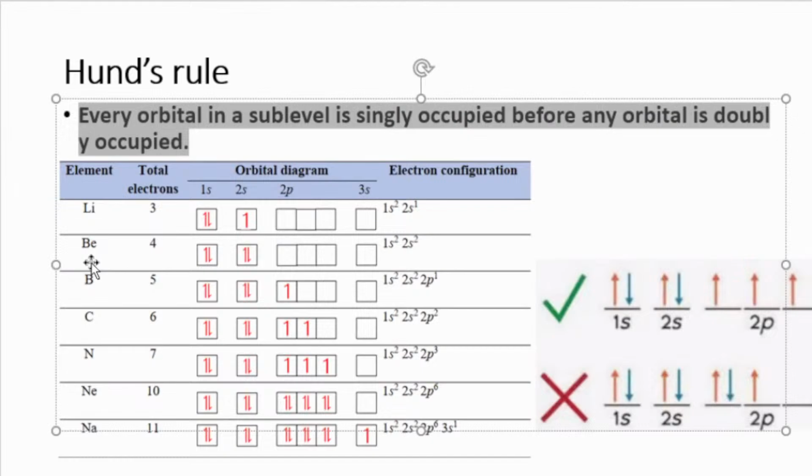For boron also, the first energy level has 2. The second energy level has 3 electrons. So 2 electrons are filled in the S subshell and 1 electron goes to the P subshell. The P subshell has 3 orbitals. When electrons are filled in a subshell, each orbital is singly occupied before any orbital is doubly occupied.